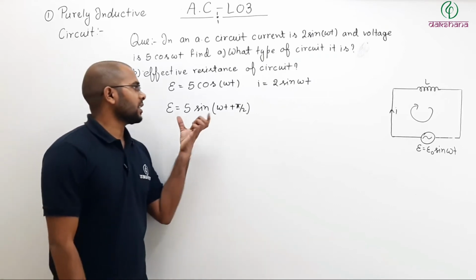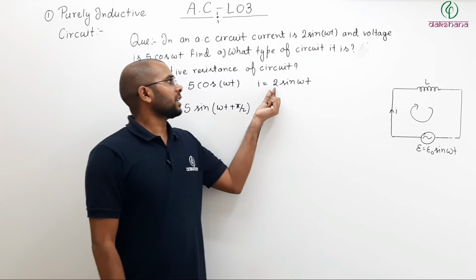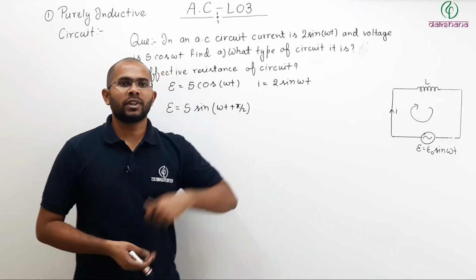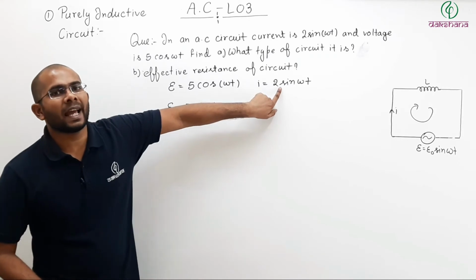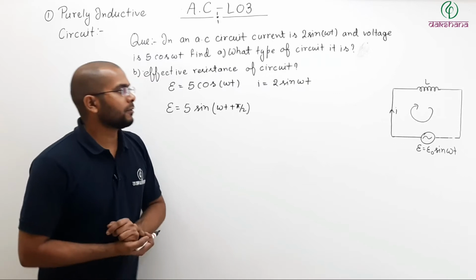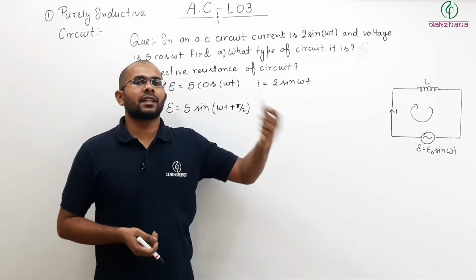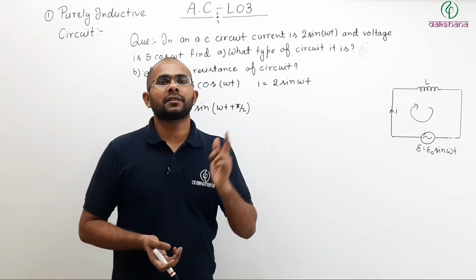If you pay attention, EMF phase is omega t plus pi by 2. Current phase is omega t. So which is leading, which is lagging? Here your current is lagging the EMF by pi by 2 phase. So what you will say? You will say since current is lagging EMF by pi by 2 phase, it will be a purely inductive circuit.